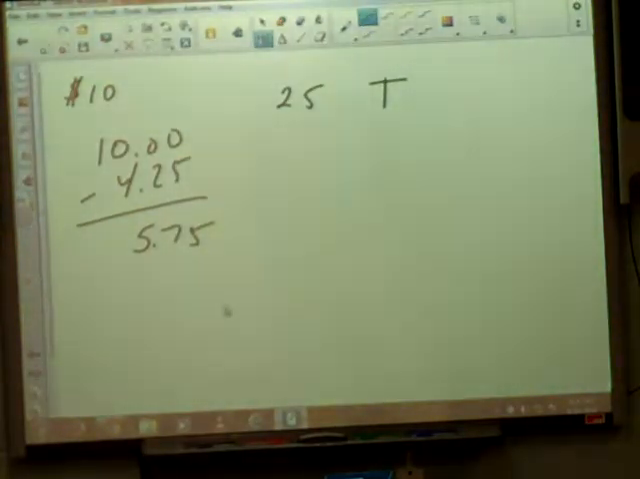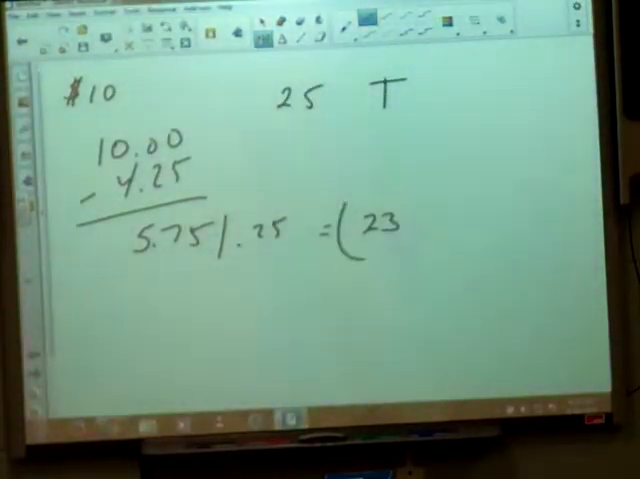But the question wanted to know how many quarters would that be. So what do I do to figure out how many quarters that is? What's the value of a quarter? So I'm just going to now divide that by 0.25. So he would have 23 quarters left.